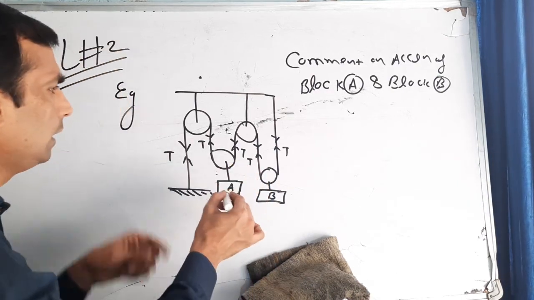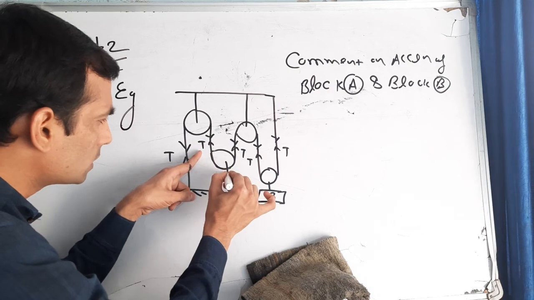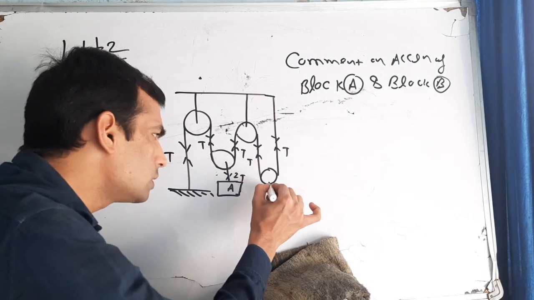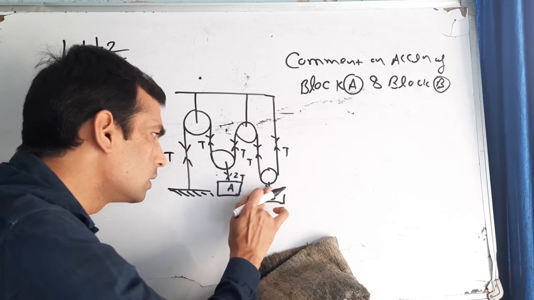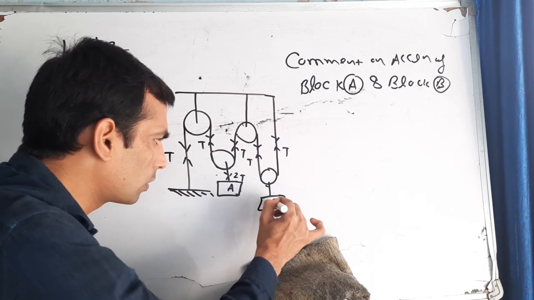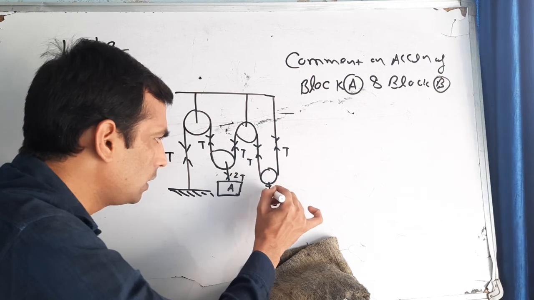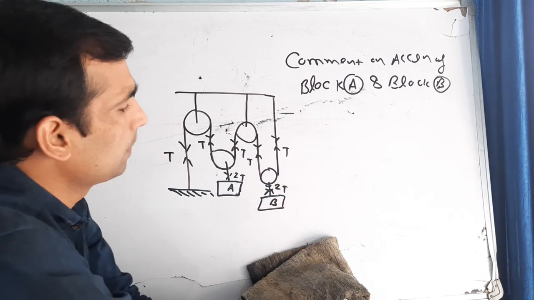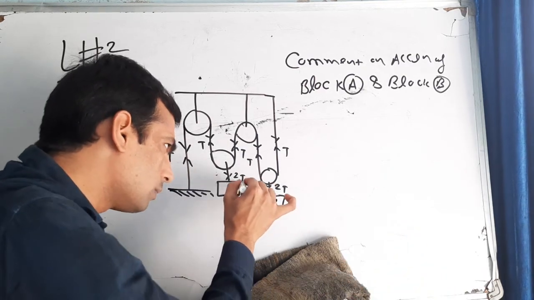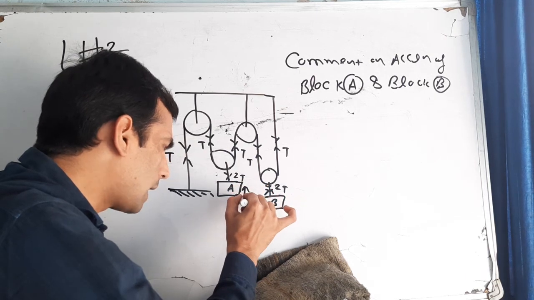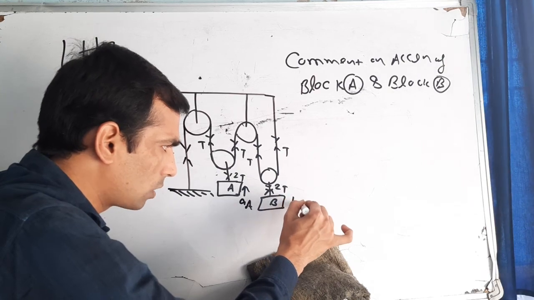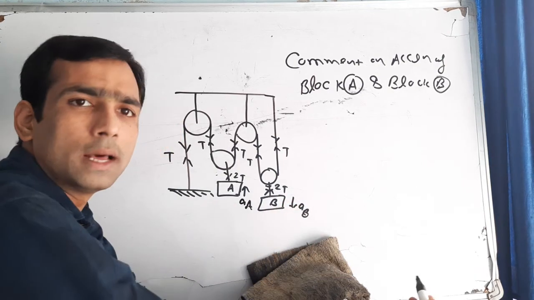So this is block A, so this is T and this is T. So you can say students, this is basically 2T, this is T, this is T. So this is block A, so you can say 2T is the tension. Or again, I'm telling you, this is my opinion, students, you can take anything. Acceleration of block A is going in the upward direction, acceleration of block B is going in the downward direction, right?